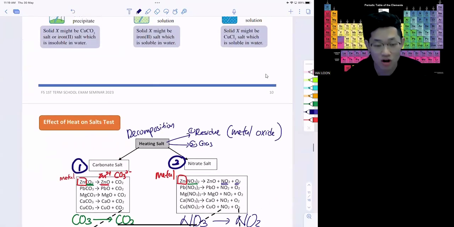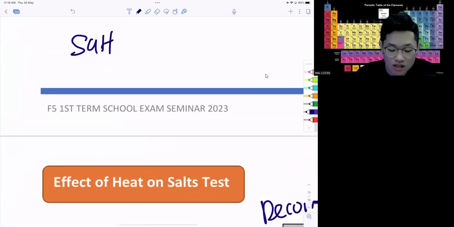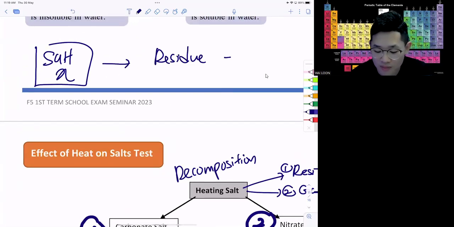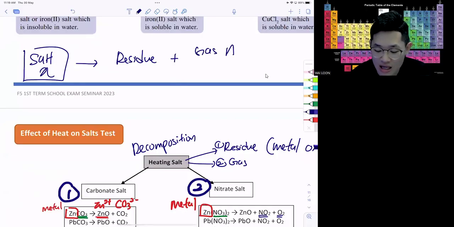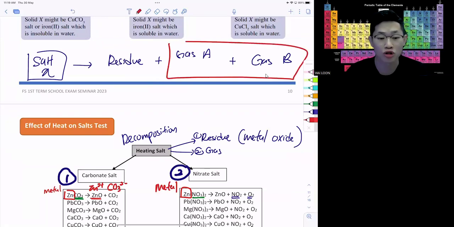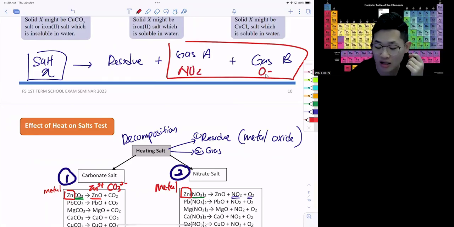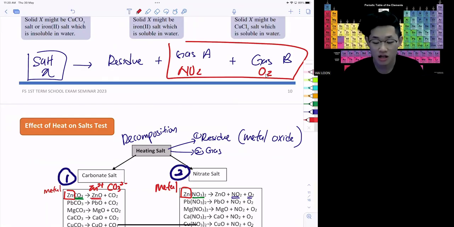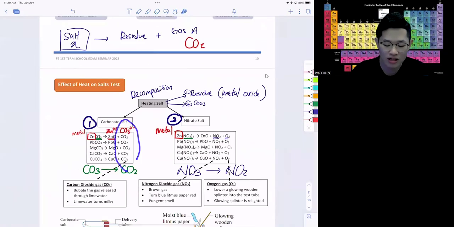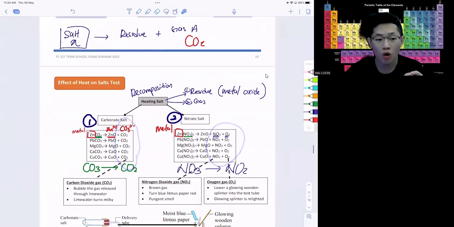So if you see a question, guys, they say salt X is being heated, it produces a residue, gas A and gas B. When you see 2 gases are produced together, the combination must be NO2 and O2. Confirm. If it only produces 1 gas, it is CO2. So we can also use the number of gases they produce from the reaction to know the identity of the salt.